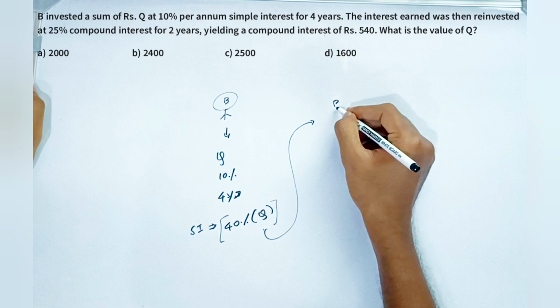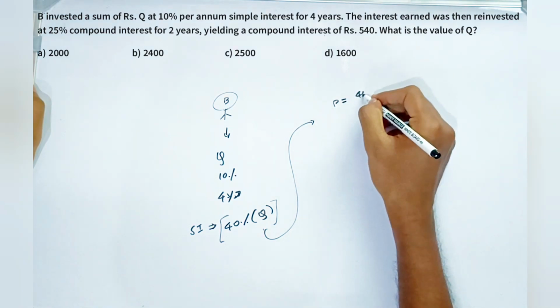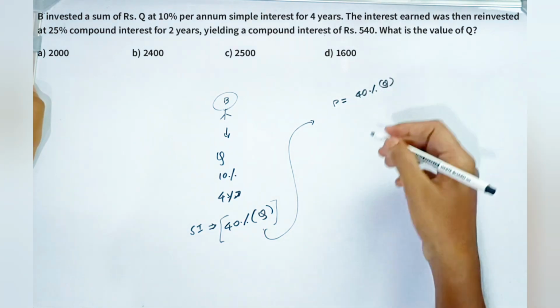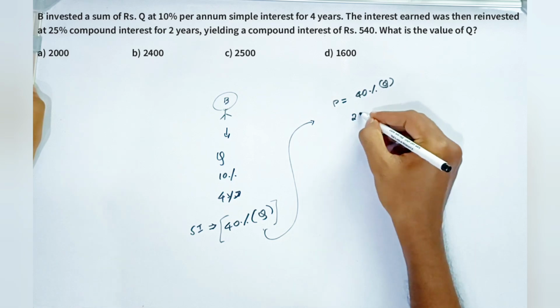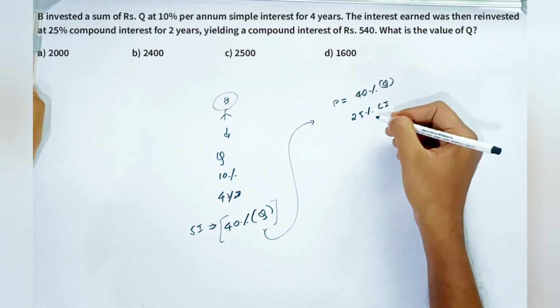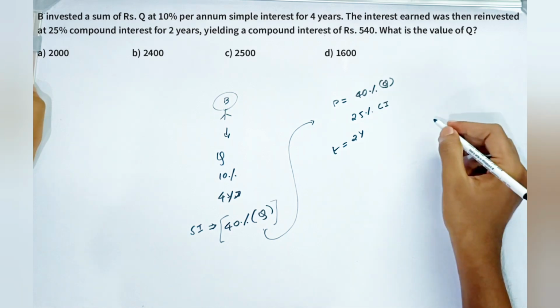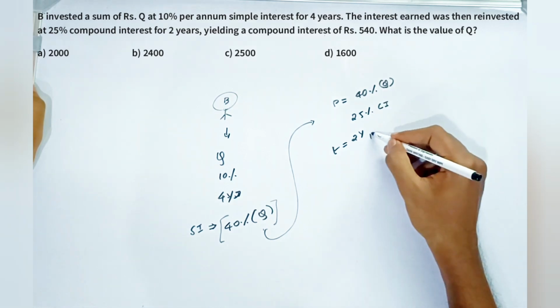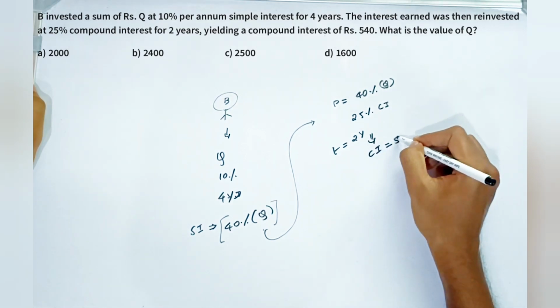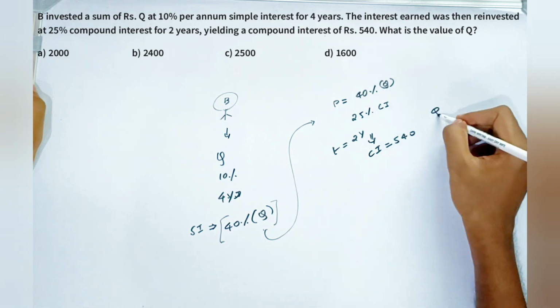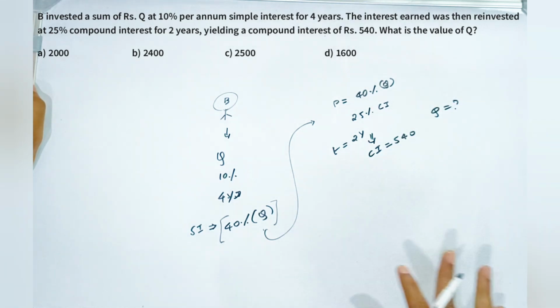In the next case, the principal is nothing but 40% of Q. And here it is 25% compound interest for 2 years. Time would be 2 years. Here we know that the compound interest is 540, and what we have to find out is Q. This is the information that has been given in the question. Now we have to find out Q.